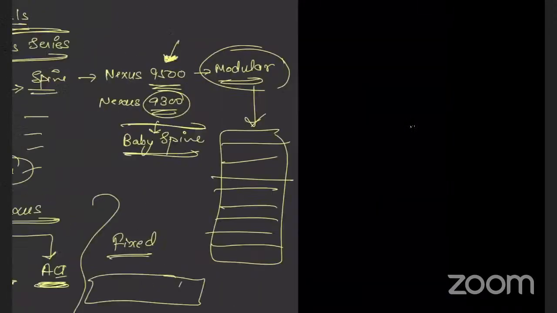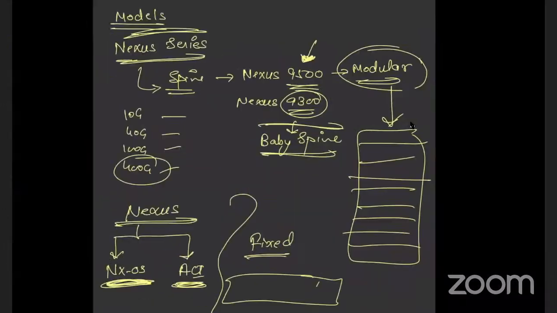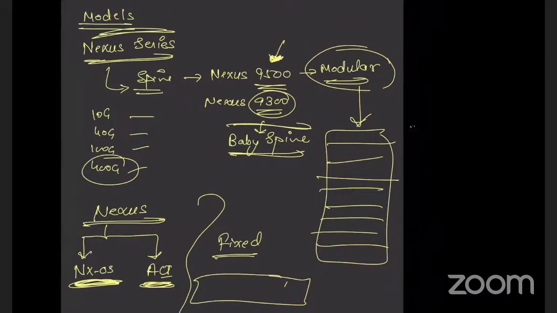Related to your leaf switches, there is a series known as the NEXUS 9300 series. There are a lot of models, around 30-40 in this series. For NEXUS 9500, there are only three models: 9504, 9508, 9516, depending on the slot capacity. But for 9300, you will have a lot of devices. This is for your leaf layer, except one or two models which can also work in the spine layer.